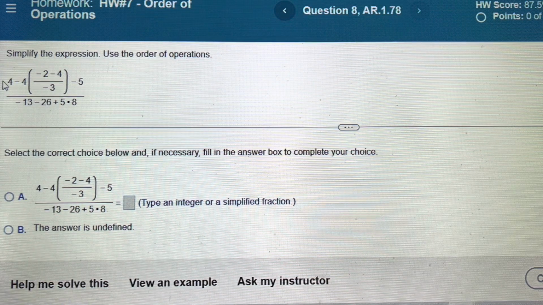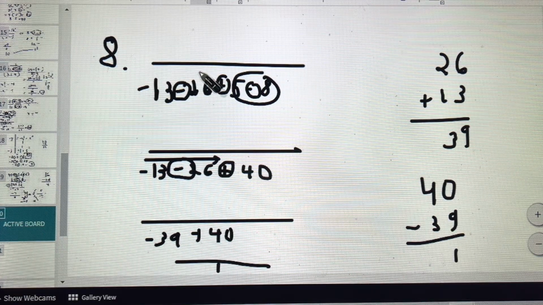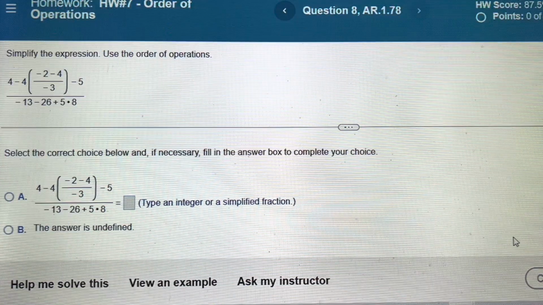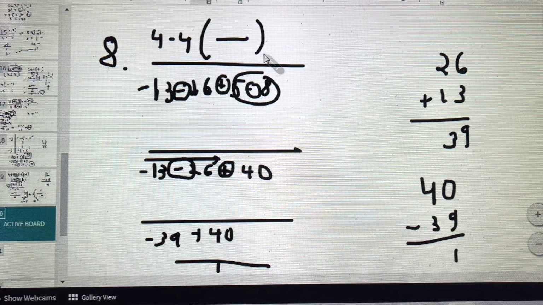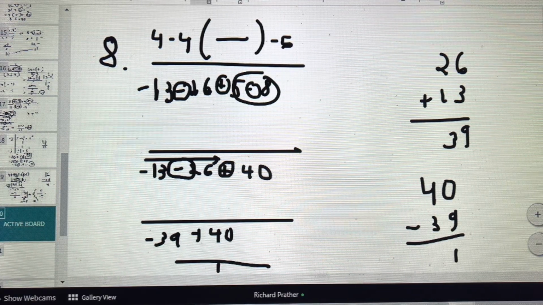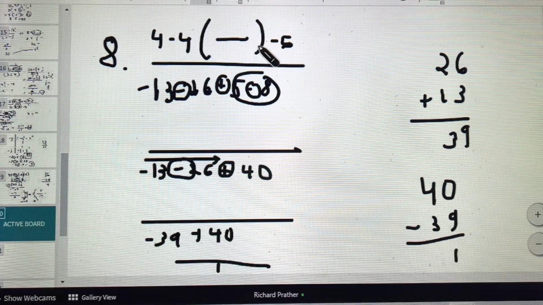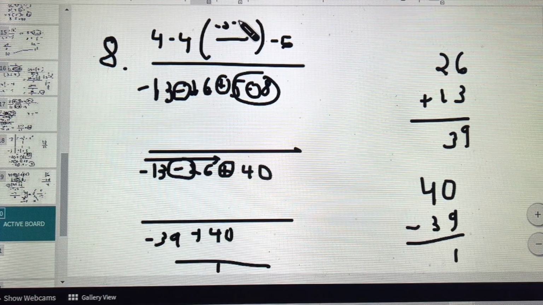Now for the messy top, 4 minus 4. Then there's a parenthesis that's a fraction, which is kind of weird, fractions inside of fractions. There's a minus 5 at the end. Maybe the fraction comes out nice. The fraction is -2 minus 4 over -3, and it's inside of a parenthesis.